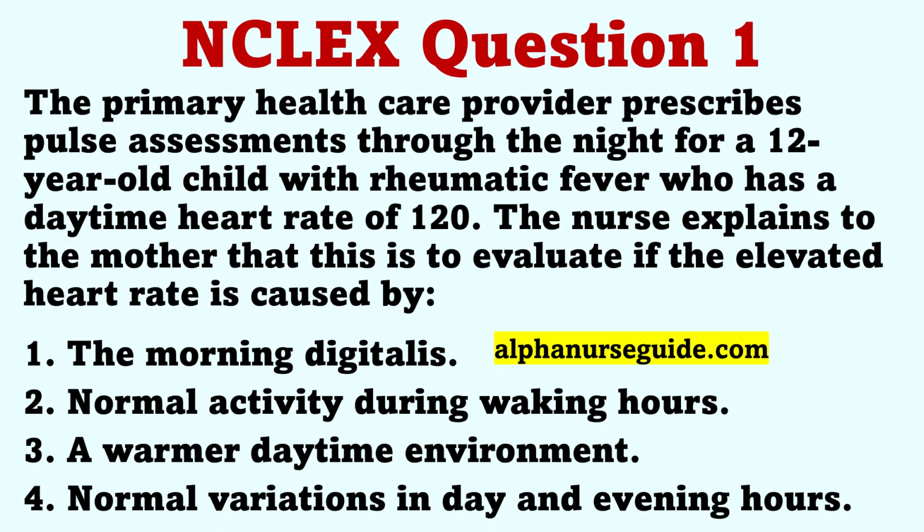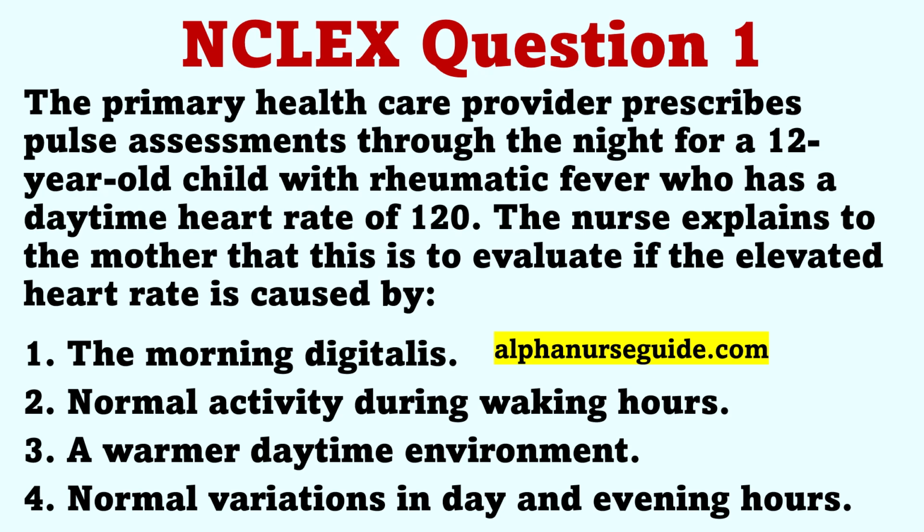The primary health care provider prescribes pulse assessments through the night for a 12-year-old child with rheumatic fever who has a daytime heart rate of 120. The nurse explains to the mother that this is to evaluate if the elevated heart rate is caused by 1. The morning digitalis, 2. Normal activity during waking hours, 3. A warmer daytime environment, 4. Normal variations in day and evening hours.